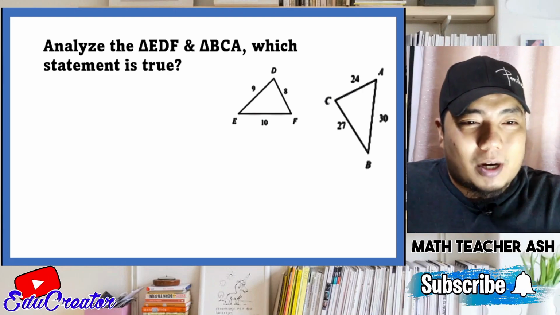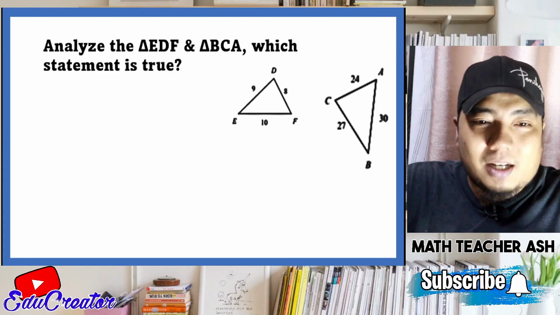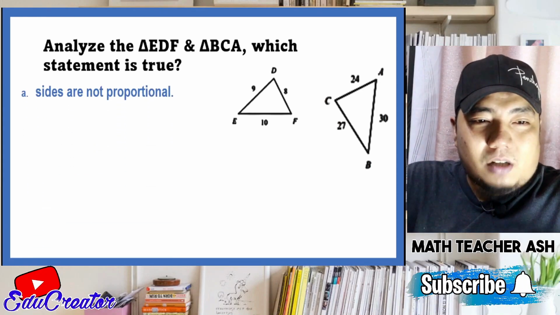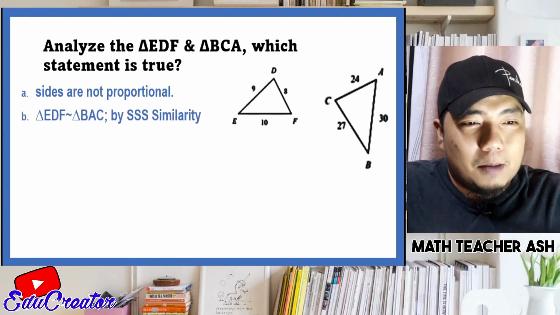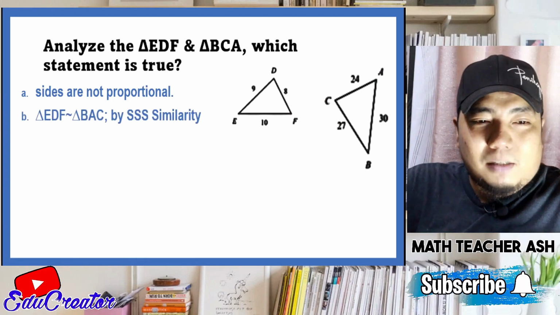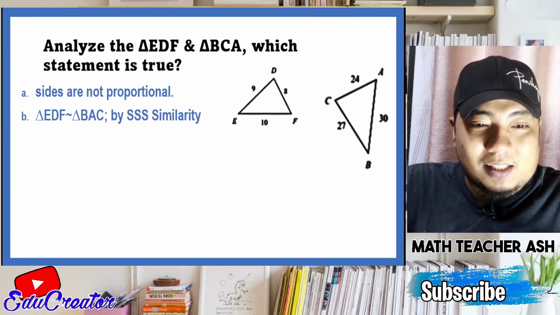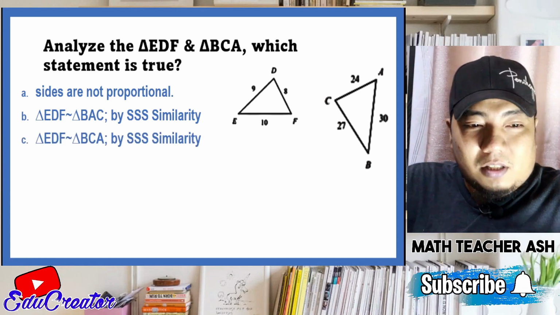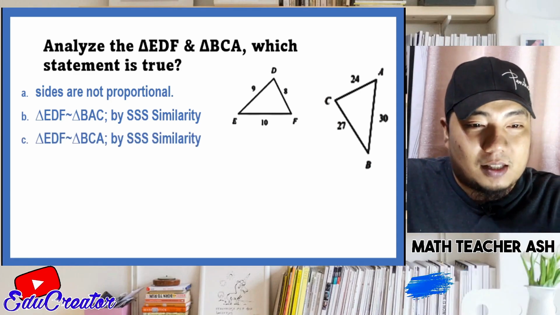Analyze the triangle EDF and triangle BCA. Which statement is true? A, sides are not proportional. B, triangle EDF is similar to triangle BAC by SSS similarity. C, triangle EDF is similar to triangle BCA by SSS similarity.